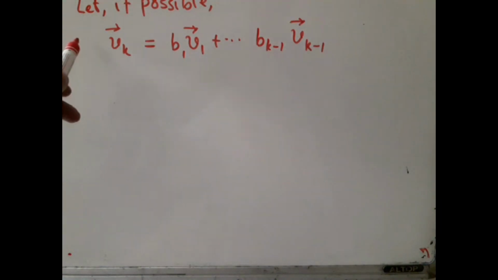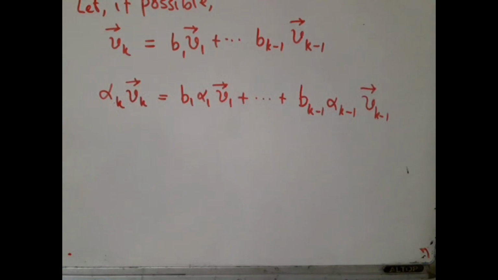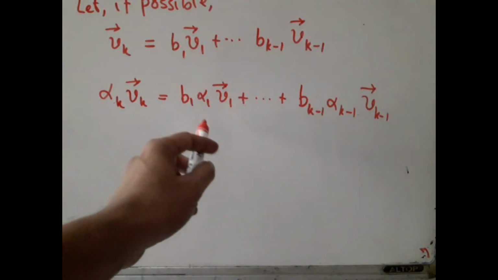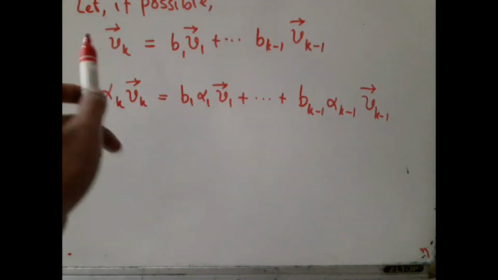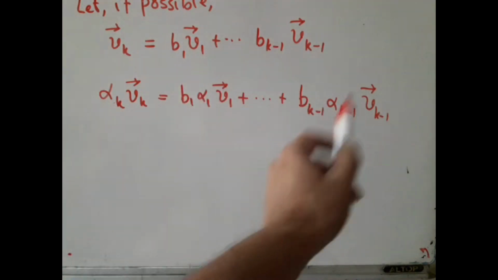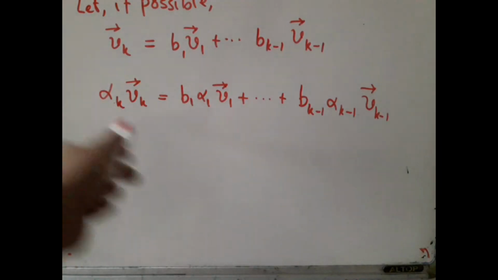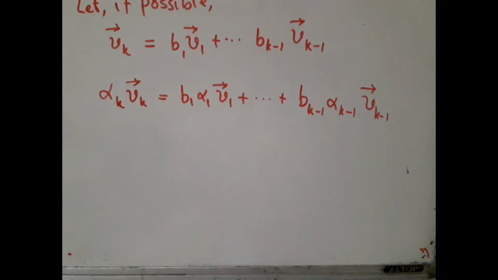In order to get that, we will pre-multiply, that is, multiply from the left by the matrix A. Since all these are eigenvectors, we have alpha k Vk equal to B1 alpha 1 V1 and so on, all the way up to Vk minus 1, because A times Vk is alpha k times Vk. Now I want to express Vk again as a linear combination of these. So the natural next step is to divide by alpha k. Unfortunately, I cannot do that because I do not know whether alpha k is 0 or not. Accordingly, I will split the proof into two cases.